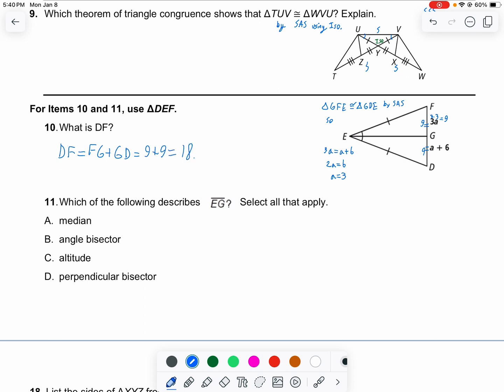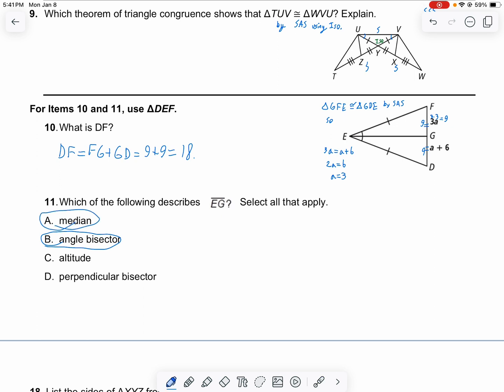Awesome. Which of the following describes the length of EG? Is it a median, an angle bisector, an altitude, or a perpendicular bisector? And it turns out that it is an angle bisector because it cuts this angle in half. But that doesn't make it not anything else. It also turns out to be a median. Now, we only spent a few minutes on median, but a median goes from a vertex to the midpoint of the opposite side. So it is also a median.